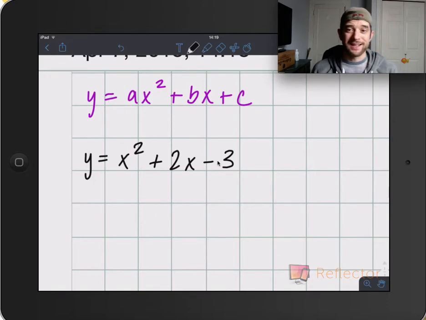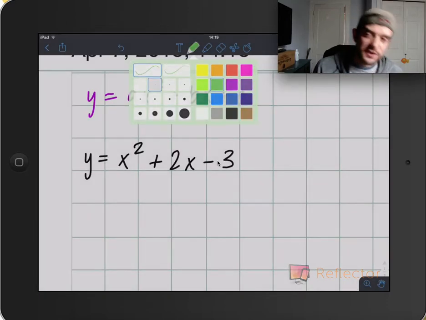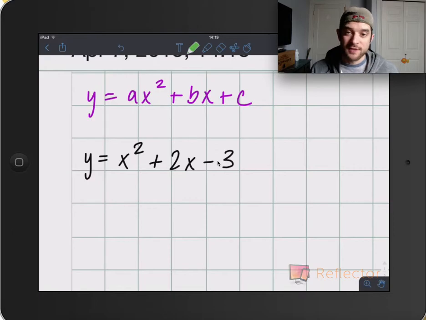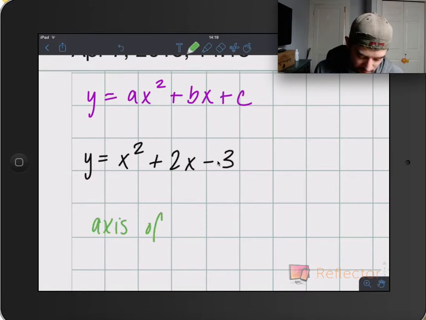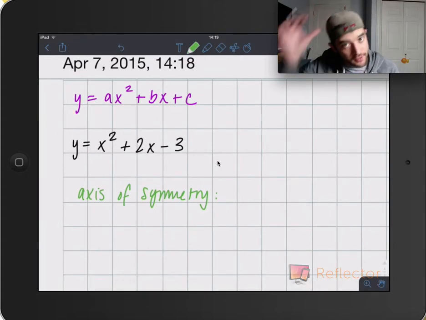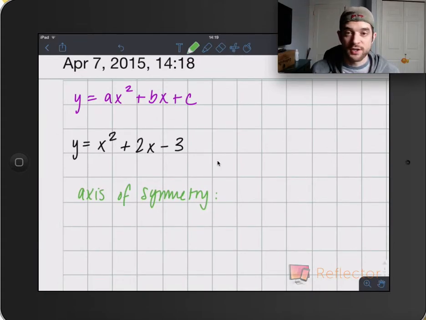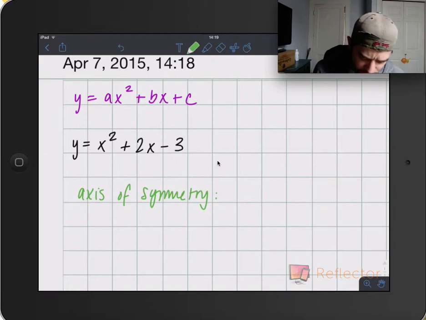Now I'm going to show you how I like to approach graphing these equations. Obviously, there's more than one way to do this, but this is just the way I generally do this. Now the first thing we have to find when we are graphing something in standard form is what's called the axis of symmetry. You do this when you're looking at an equation in standard form mostly. And the way you calculate it is x equals negative b over 2a.